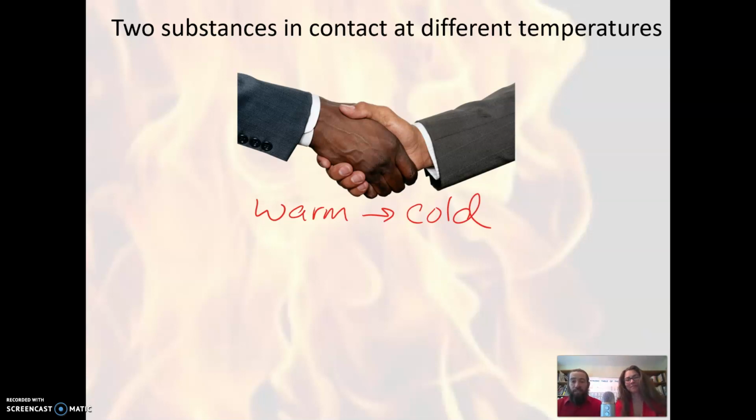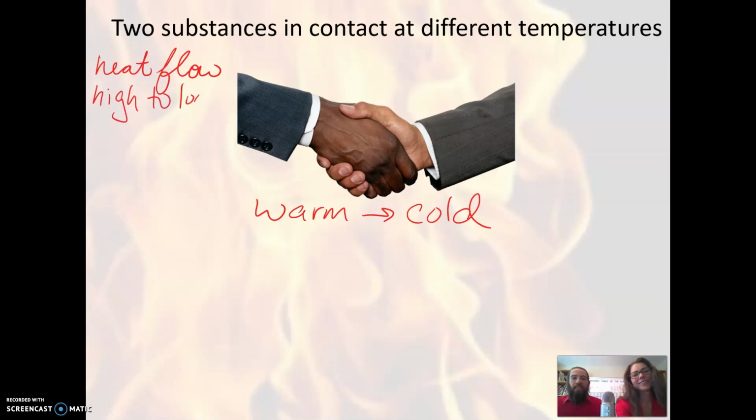Now, if you're feeling someone's really warm hand, what's happening is heat is flowing from their hand to your hand. So like we said before, heat flows high to low. That feeling of cold is of particular interest to me because it's kind of neat. It's actually heat leaving your body.